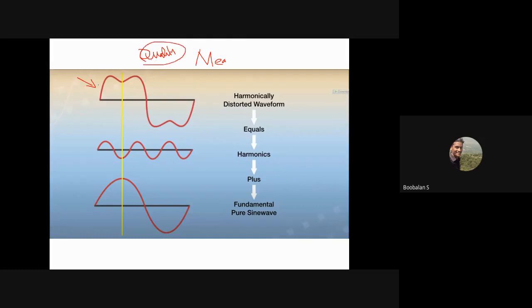So this is my distorted waveform. Now my input frequency is 50 hertz. That is the reference point. With the help of my input power supply as well as my current waveform, it finds out these frequencies. Then you are able to subtract them, and finally you have your fundamental pure sinusoidal waveform. So this is the procedure of our Fourier transform.